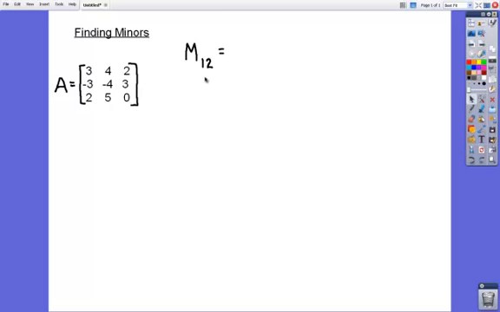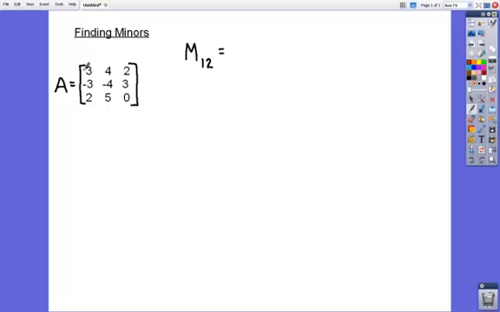Okay, so we're going to be finding minors. Please remember that this 12 right here means that this is the row and the column that we are going to eliminate when we find our minors. So in other words, we're not talking about the number 12 here. We're actually talking about eliminating row 1 and eliminating column 2 when we find our minor.